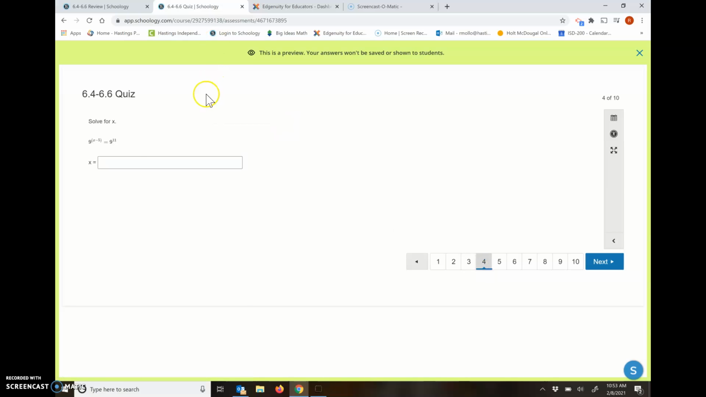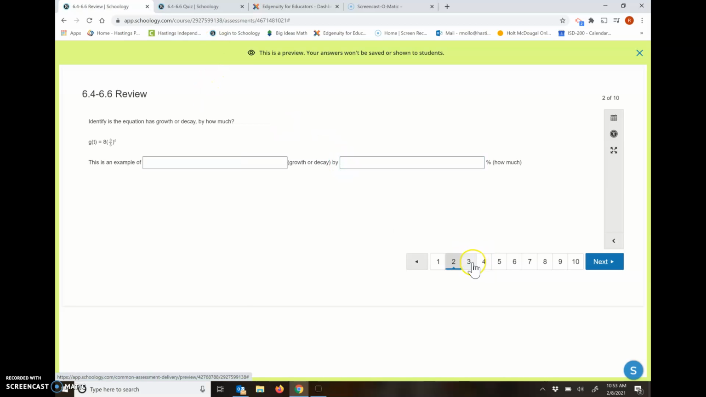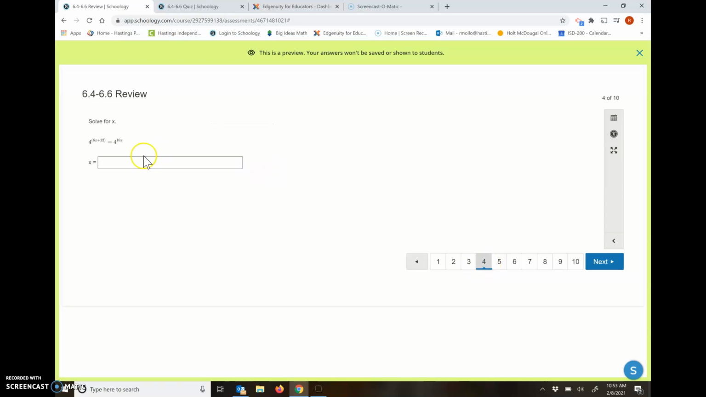And then 4, 5, 6, 7 actually, on both the review and the quiz are solving for x with the exponent. So it'll start off a little simpler where they'll both have the same base, 4 and 4, and then it'll get drastically harder where, okay, you can make that by changing one of them, and then you're going to have to change one of them again, and then on the last one you're going to have to change both, and it's the same thing. 9 and 9, change 1, change 1, and then change both.